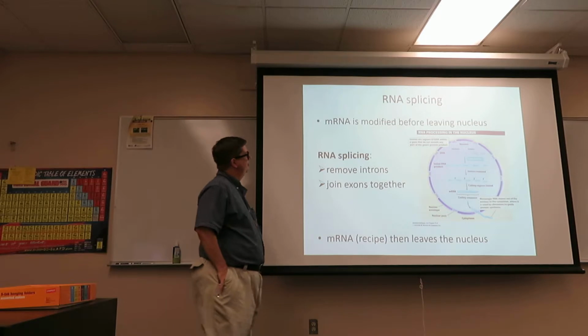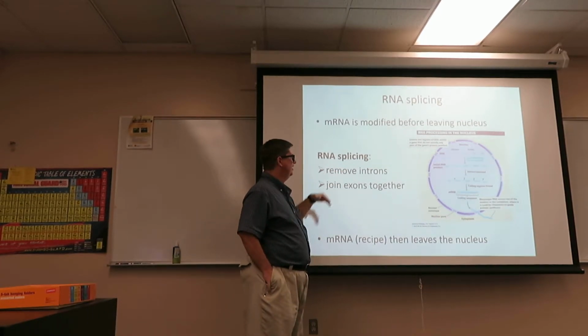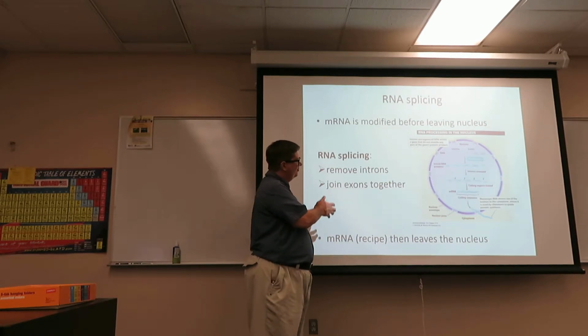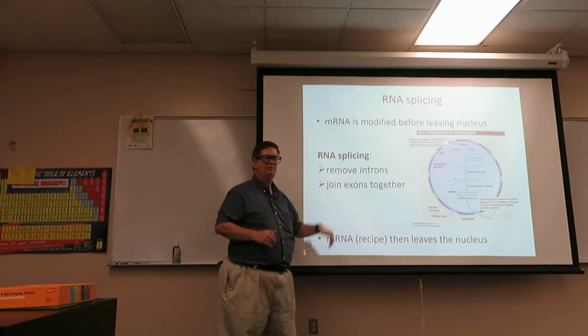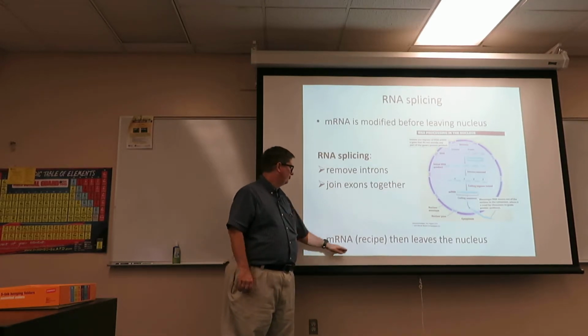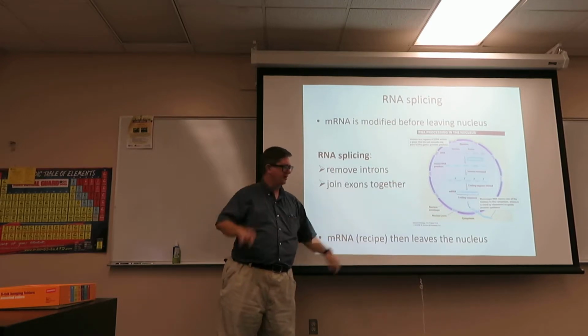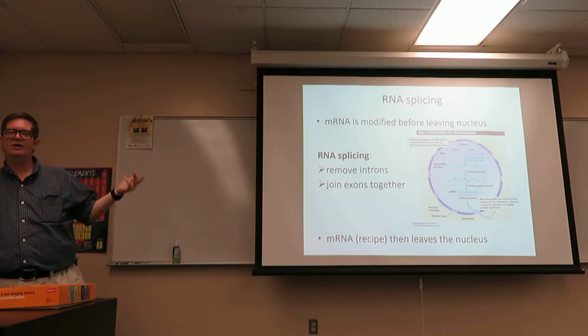Okay, so this pre-messenger RNA has to be edited. We have to remove the introns from it, hook the exons together. Then they are allowed to exit the nucleus as messenger RNA. Are we good? So the messenger RNA is the recipe in that cartoon. It leaves the nucleus, leaves the capsule, goes out there and is read by the ribosome. It's read by the chef.